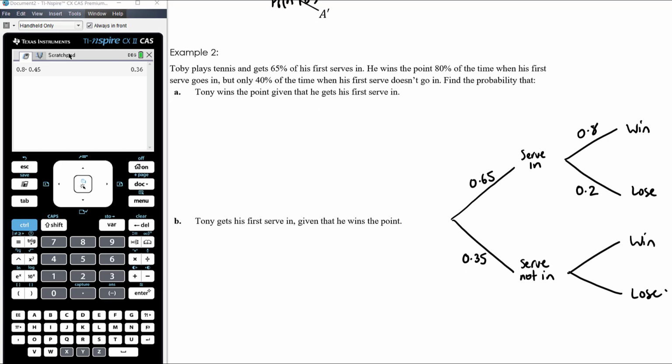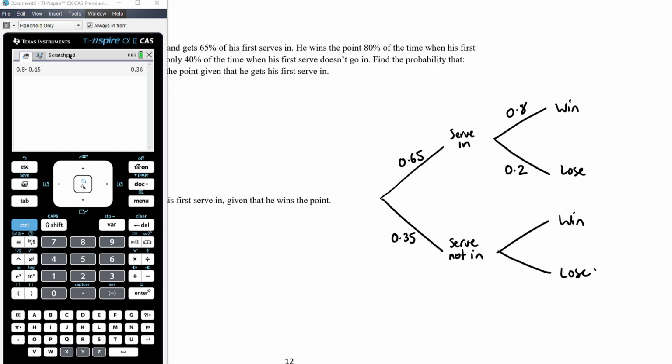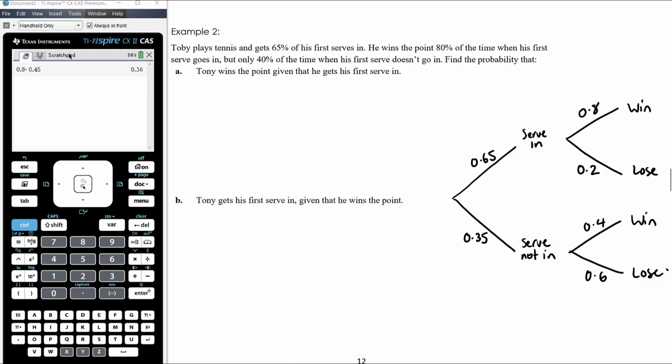But he only wins the point 40% of the time when his first serve doesn't go in. So that's a conditional probability. Probability of winning given his first serve didn't go in is 40%, and so 60% that he'll lose that. Okay, so let's answer the questions here. Find the probability that Toby wins the point given that he gets his first serve in. So probability of win given serve in, that's sitting in the tree diagram. That's that there. That's 0.8.